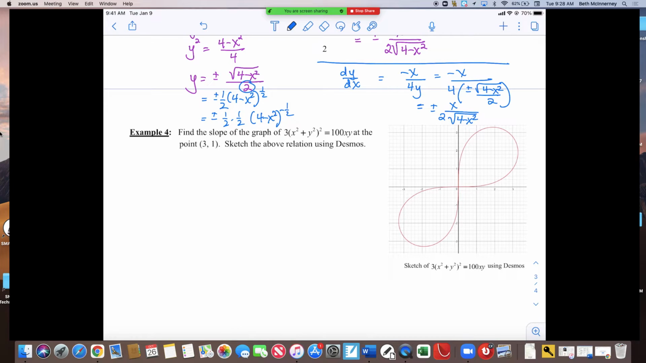Yeah, the 100xy is going to require the product rule. What I would recommend is keep the 100 with your x, consider that as a factor, and then your y.